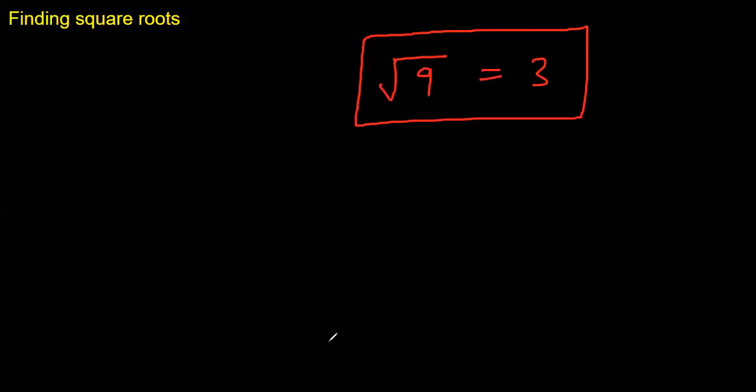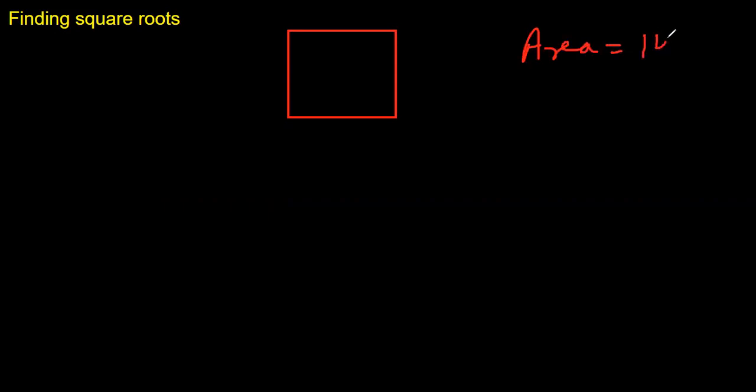All right. Now, why do we need to find the square roots? Let's take some examples. Suppose you are given a square field, and its area is given. Area is, say, 144 meter square. Now you are asked the perimeter of this square.